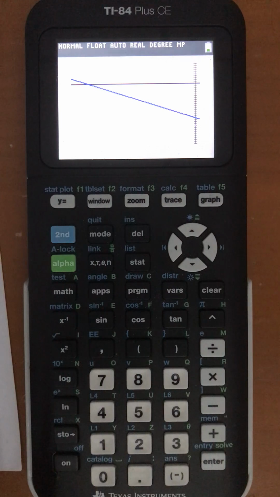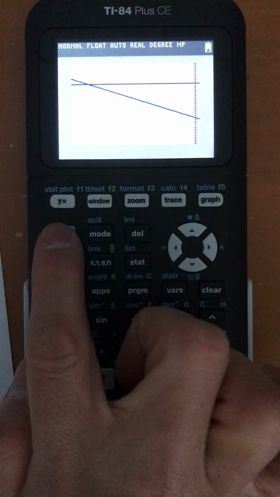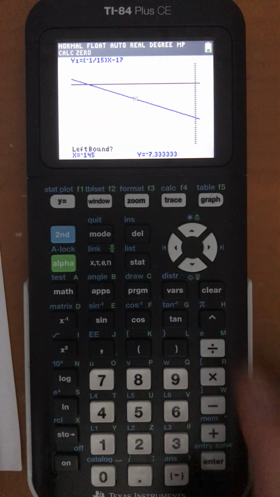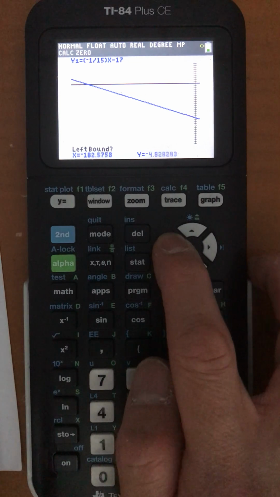Okay, next one, use your graphing calculator to determine the x-intercept of the graph. So this is our second trace. This is our 0. So I need the left bound.